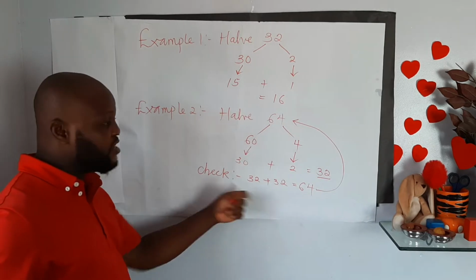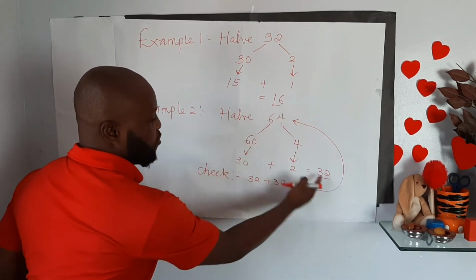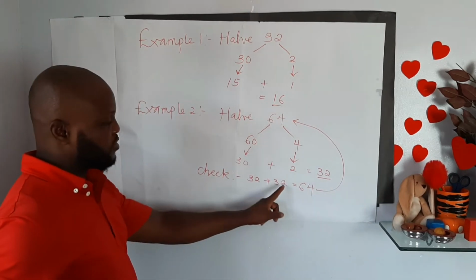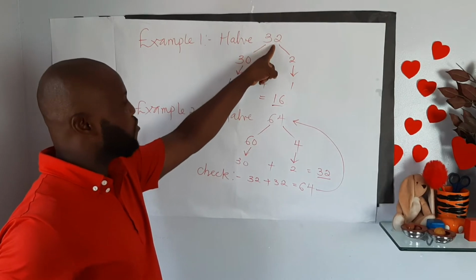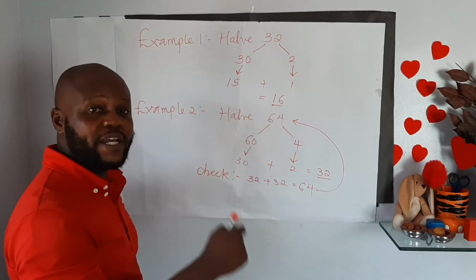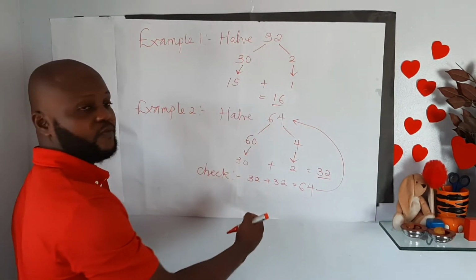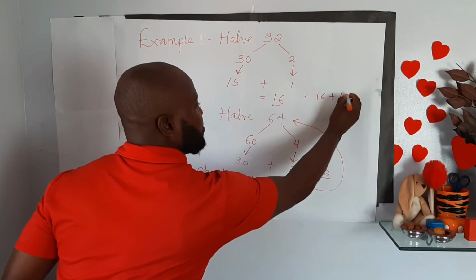So I have to check if this answer is correct. This is my answer when I have 64. So 32 plus 32 is 64. The same thing applies to half of 32. I know that when I add 16 to itself, when I double 16, I'll get 32. Let's check that. I have 16 plus 16.